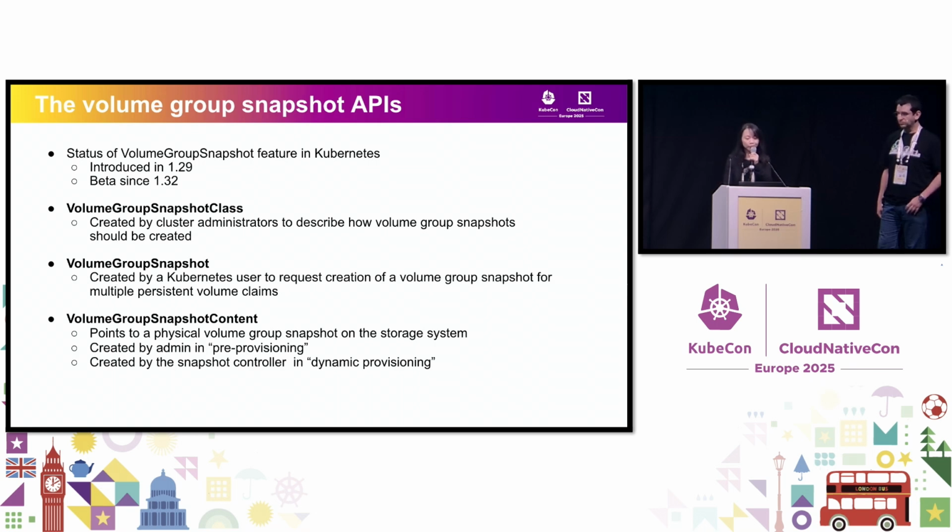We have a volume group snapshot class that is created by an admin to describe how volume group snapshots should be created. We have a volume group snapshot that represents a user's request to create a volume group snapshot for multiple volumes. We have a volume group snapshot content that represents a physical volume group snapshot resource on the storage system. The content is created by the snapshot controller in a dynamic provisioning and created by the admin for the pre-provisioning case.